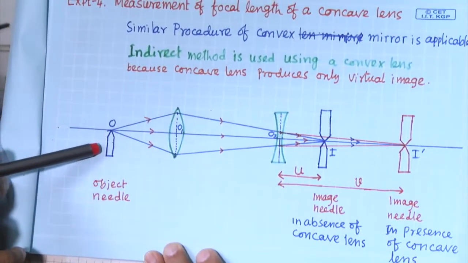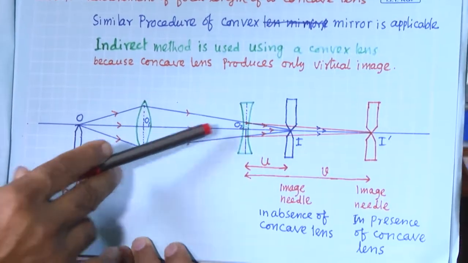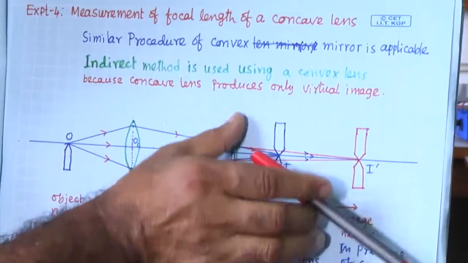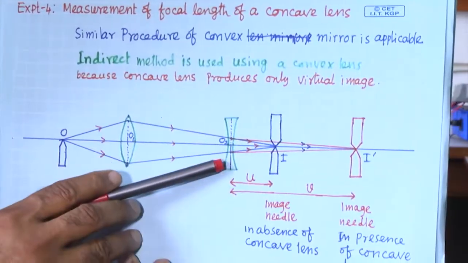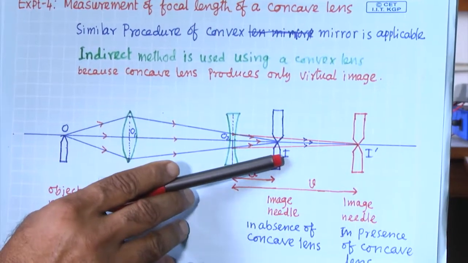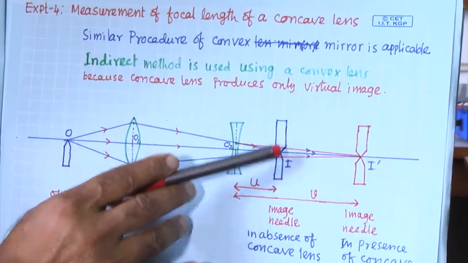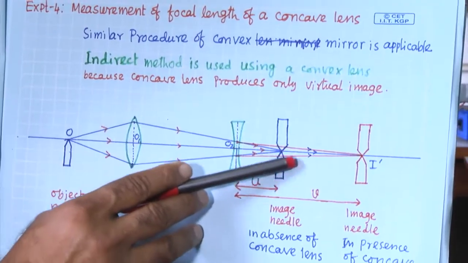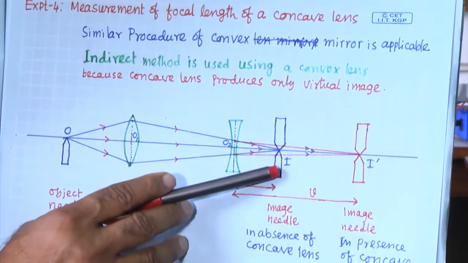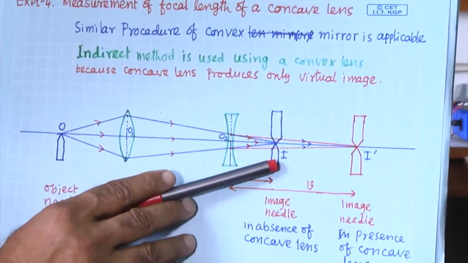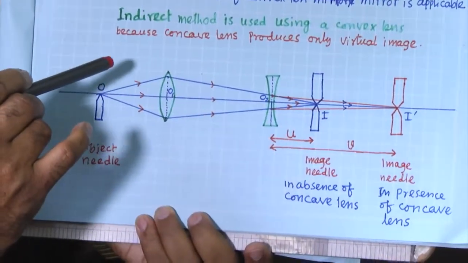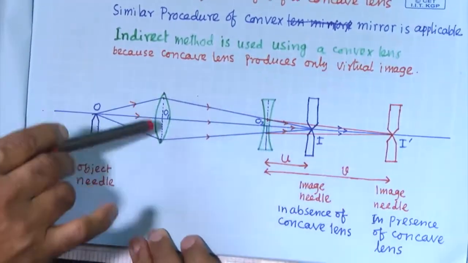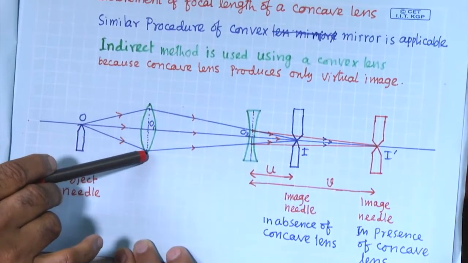So, this is the object needle. Then we found, say, the concave lens is not there. We found the image position, putting the image needle here using the parallax method. So, this is the image position for the convex lens.